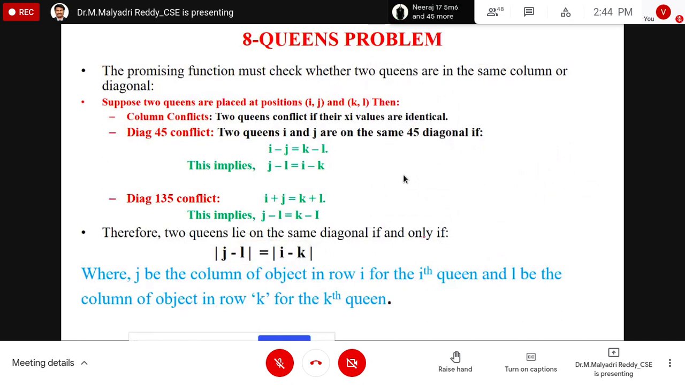So in the n-queen problem, implicit constraints are 3: row conflict, column conflict, and diagonal with respect to 45 degrees, and with respect to 135 degrees. By combining these, I will get the common formula, this one. Explain it. What are the explicit constraints of this n-queen problem?